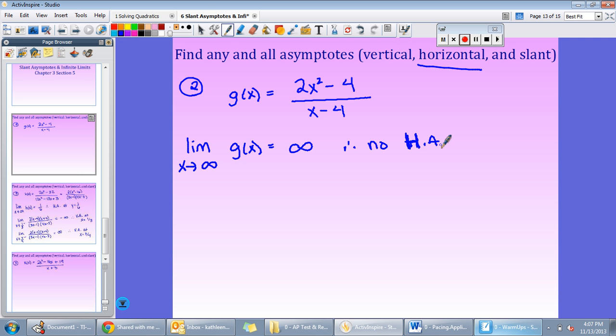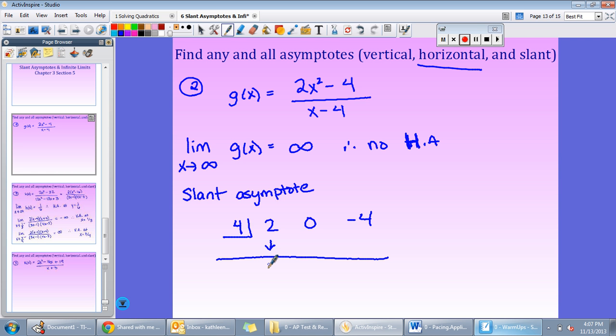Well, instead of having a horizontal asymptote, we know we're going to have a slant asymptote because the degree of the numerator is 1 more than the degree of the denominator. And it seemed like in class most people liked synthetic division instead of long division, so I'm going to use synthetic division. And when you do your coefficients, don't forget to put 0 in for x if you're missing the x term.